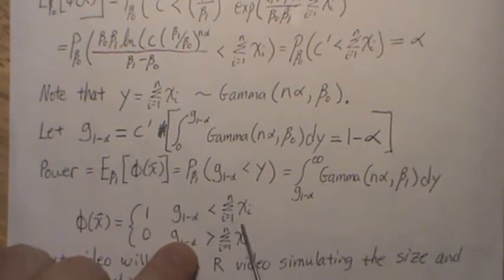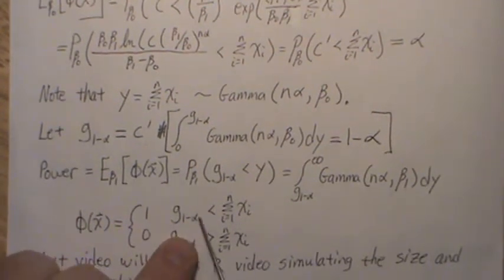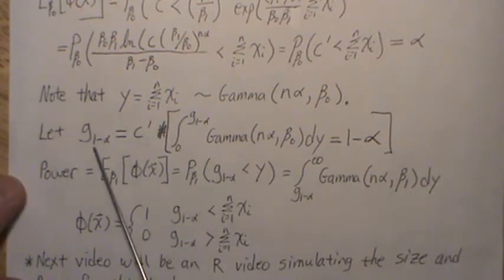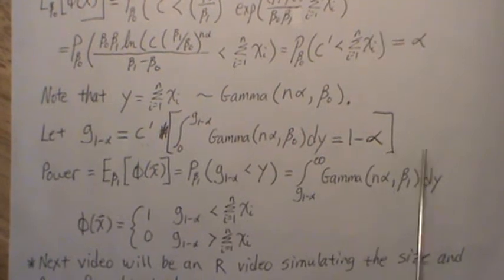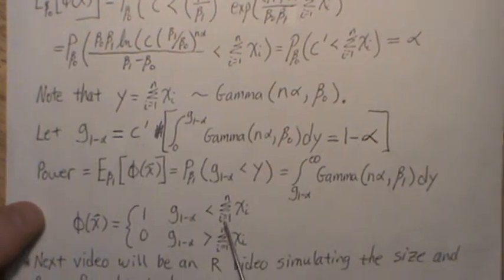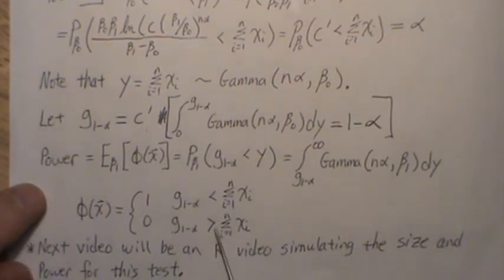So if the sum of the xi's of our data is greater than this critical value, determined such that it makes the area in the tail alpha when the null hypothesis is true, this is it. This is the new test function.